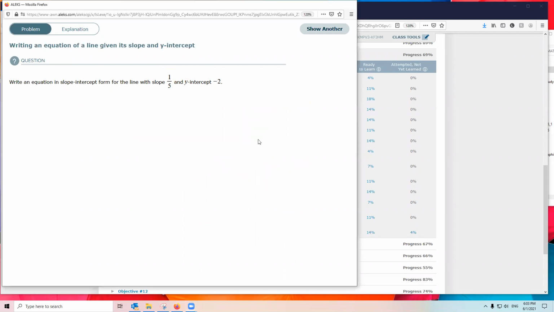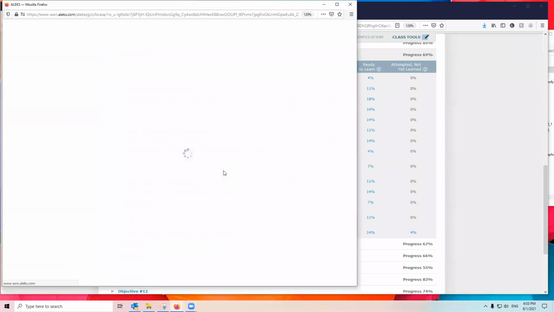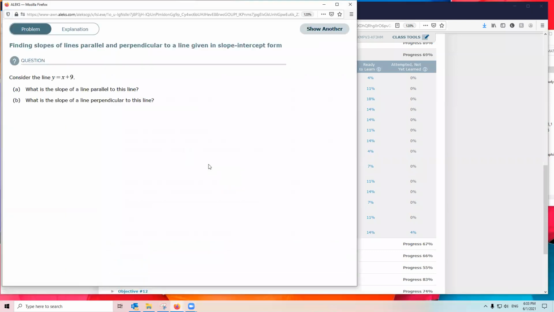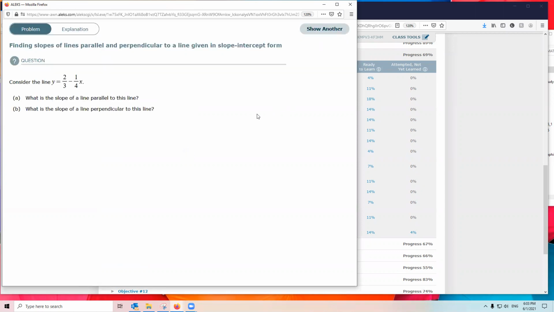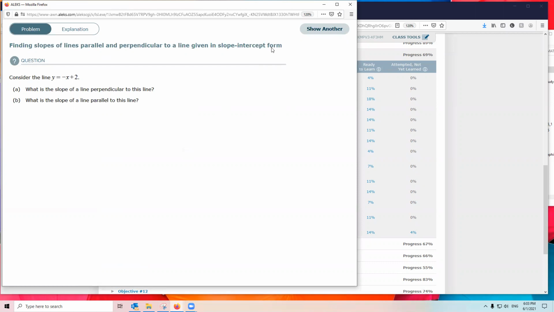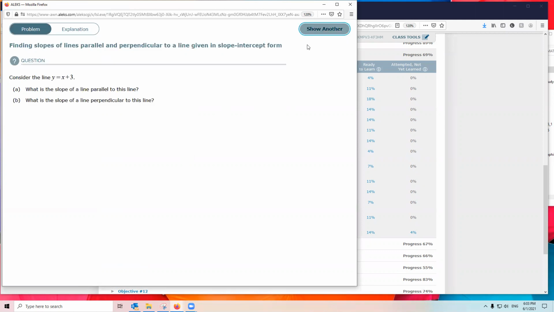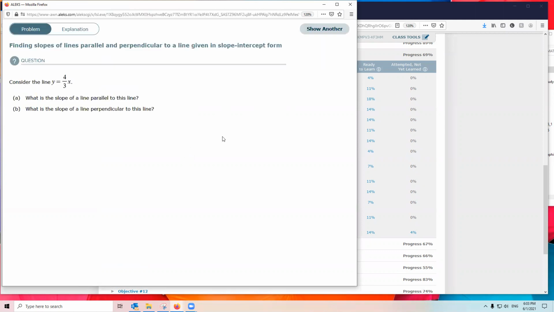All right, let's do an example of finding slopes. I just want to get an example that will be useful to us. All right, let's do this one.